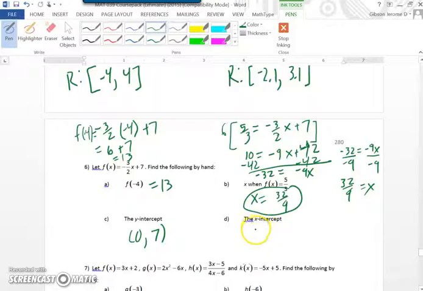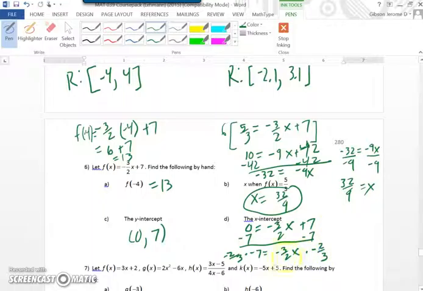Okay, now the x-intercept. The x-intercept is saying that y is equal to 0. So we will make f of x 0. So we have 0 is equal to negative 3/2 x plus 7. And then we will solve for x. We can subtract 7 on both sides. We have negative 7 equals negative 3/2 x. Now we have to get x by itself. So we'll multiply each side by the reciprocal, which would be negative 2/3.